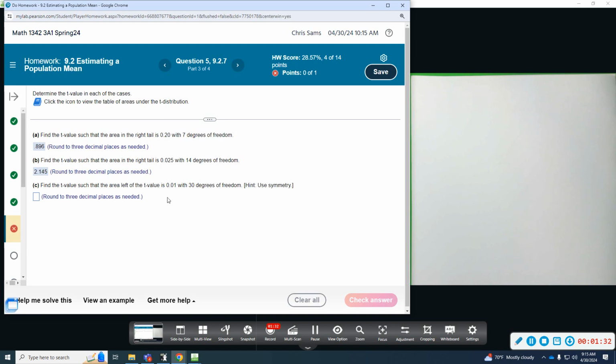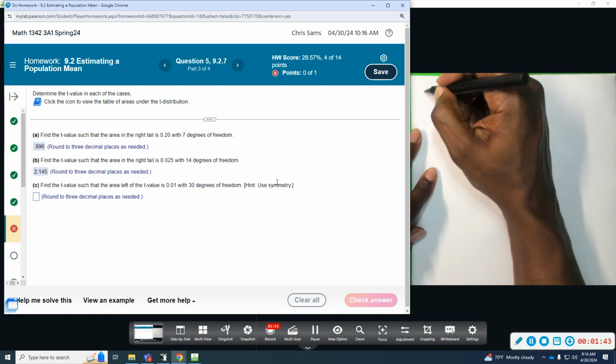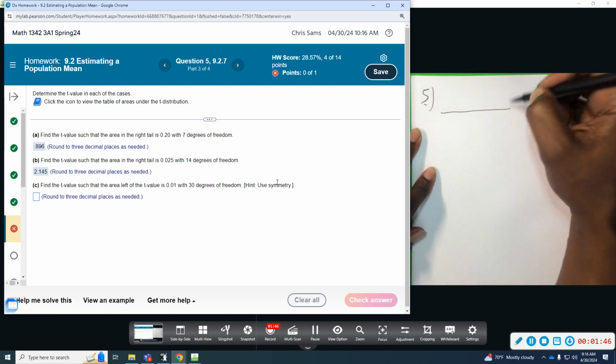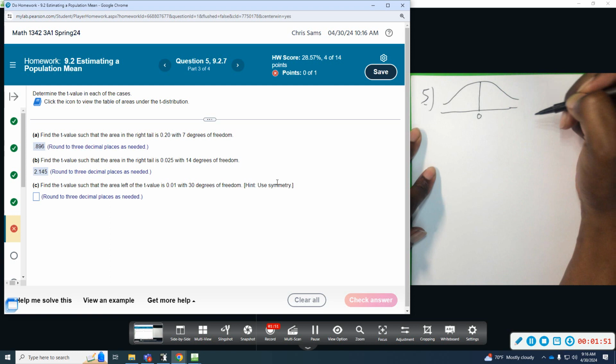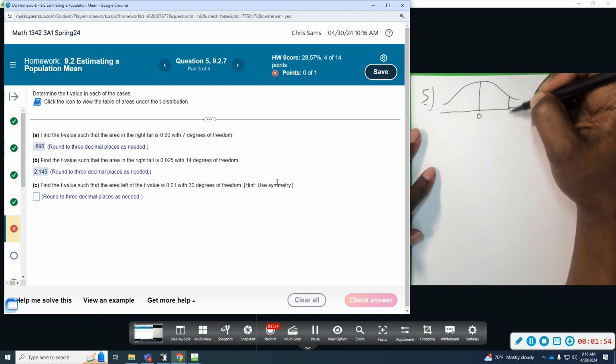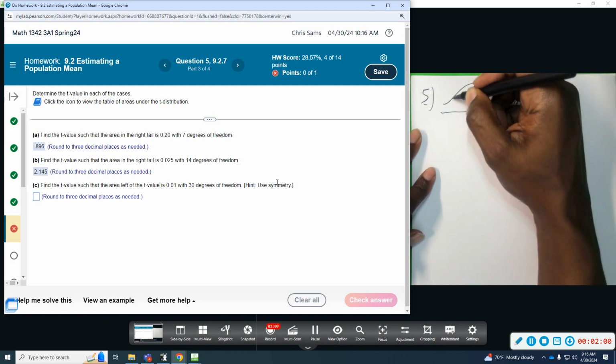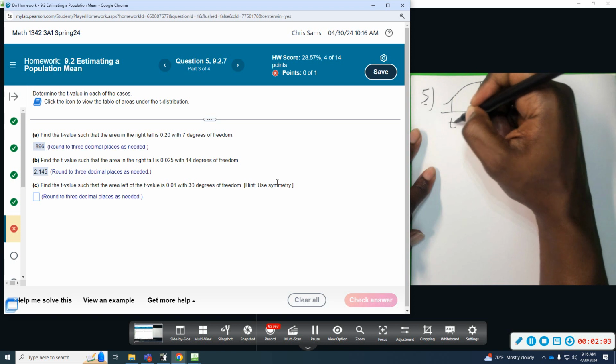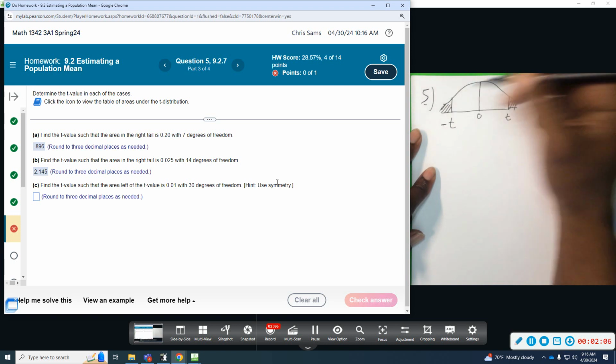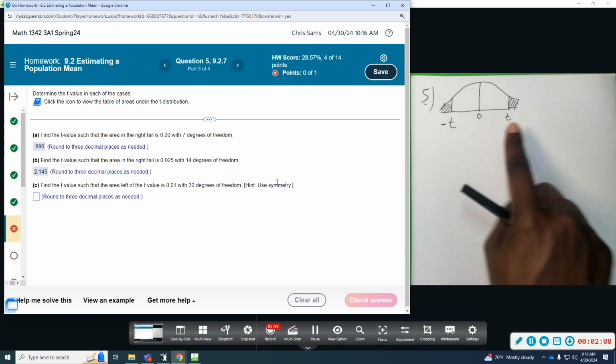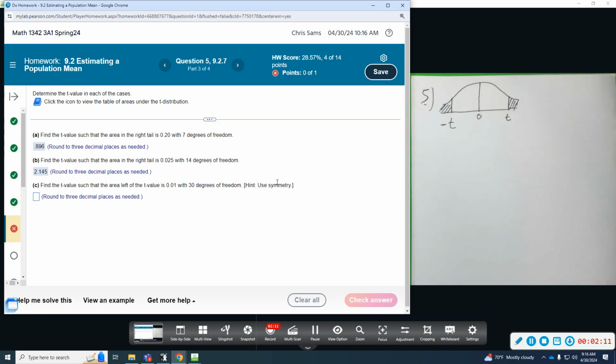C, find the t-value such that the area left of the t-value is 0.01 with 30 degrees of freedom. Hint, use symmetry. So what they're wanting you to remember here is that just like the normal curve, the student t-distribution is centered at 0. If I find the t-value to the right, the same value will be on the left, just negative using symmetry. These are mirror images of each other. So I'm going to find the right, and then change the sign to negative.